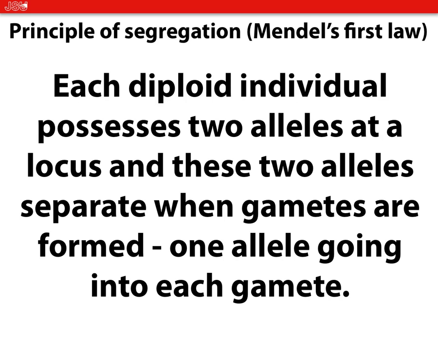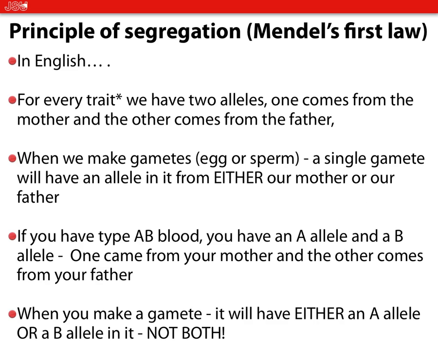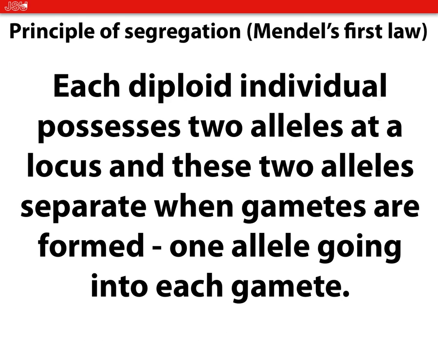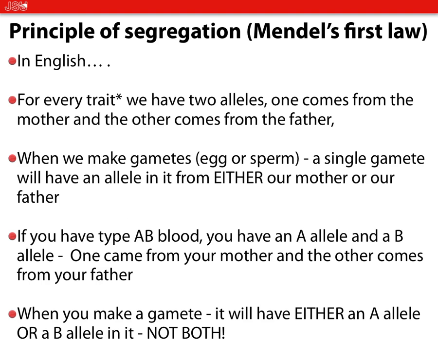Know this. Each diploid individual possesses two alleles at a locus, and these two alleles separate when gametes are formed, one allele going into each gamete. Learn this, know this, love this. You will likely see this on the test. So let's talk about what that means, because that's a lot of words. Let's talk about that in English. Okay, English, what does that say?